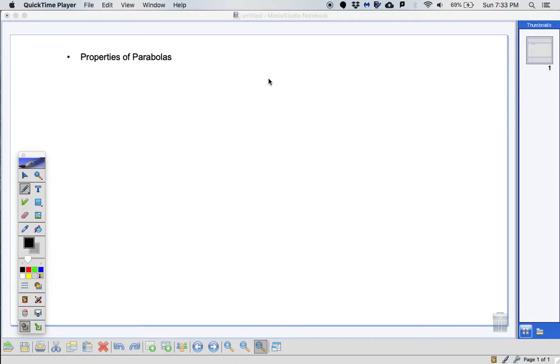Okay, today I'm going to talk to you about the properties of a parabola. And just to remind you, a parabola is either going to look like a U shape or it's going to look like a rainbow shape. And the properties in particular we're going to talk about is number one, the vertex. And the vertex is either going to be at the very bottom if it's shaped like a U, or at the very top if it's shaped like a rainbow.